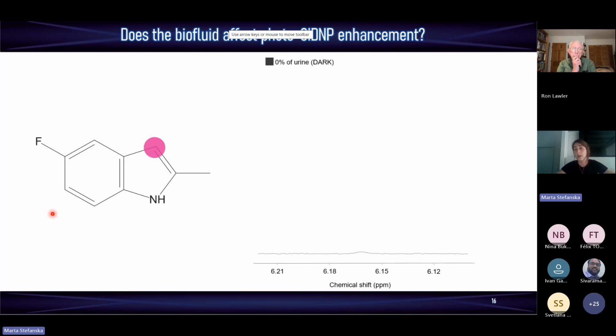So now when we measure, at 600 megahertz, a 100 micromolar sample of 5-fluoro-2-methyl-indole, you can see that in standard NMR, in the dark mode with no illumination, we have a very low signal-to-noise ratio. We probably would have to measure more scans. However, with exactly the same setup, but with the laser turned on, we can see that we have very high hyperpolarization, very high intensity of our signals.